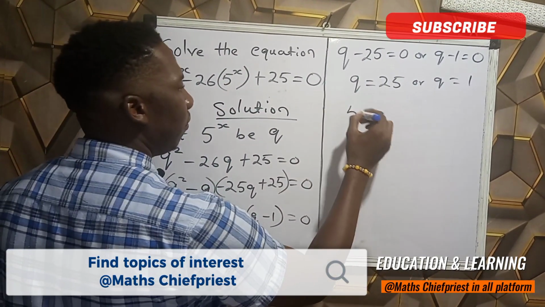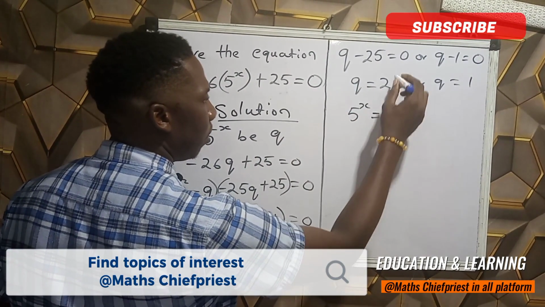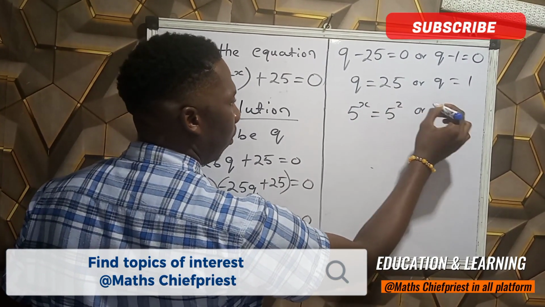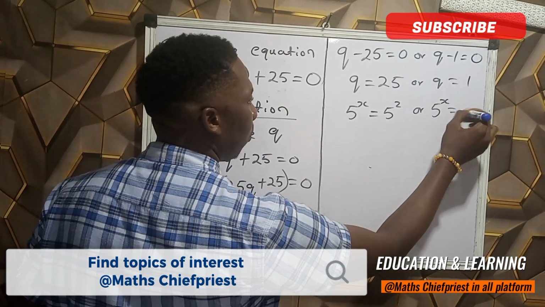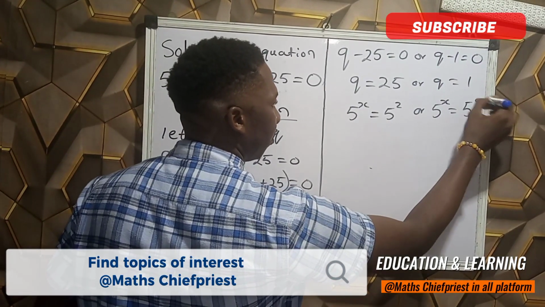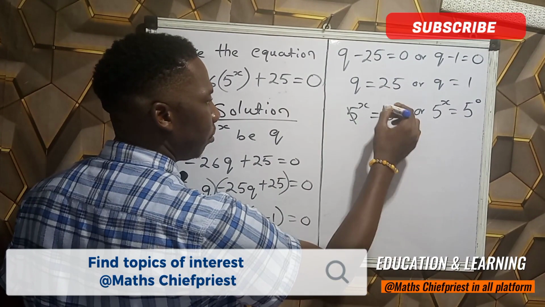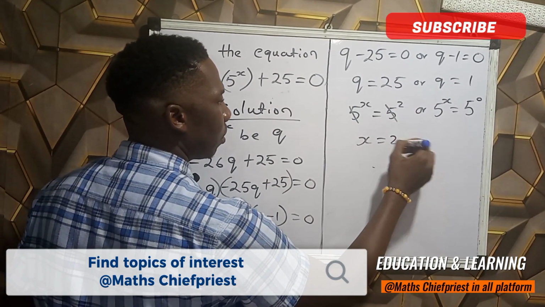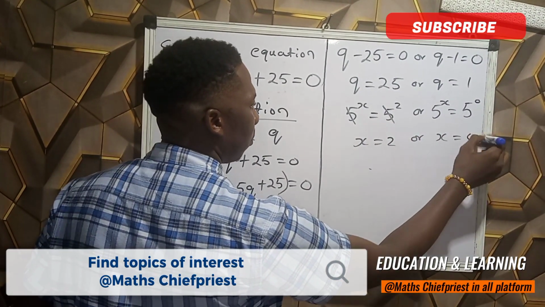q is what? 5 raised to power x equals to 5 square, or 5 raised to power x equals to 5 raised to power 0. x is equals to 2, or x is equals to 0.